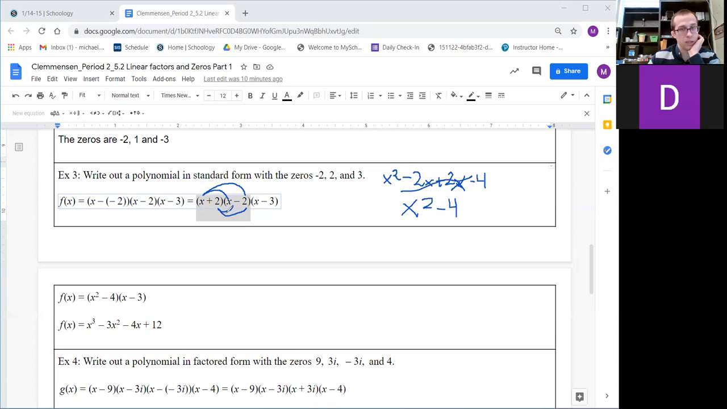All right. I foiled these two together, and now what I'm going to have to do is foil these two together. Before we move on to foiling these two, are there any questions on how I foiled this or anything we've done so far in this problem?